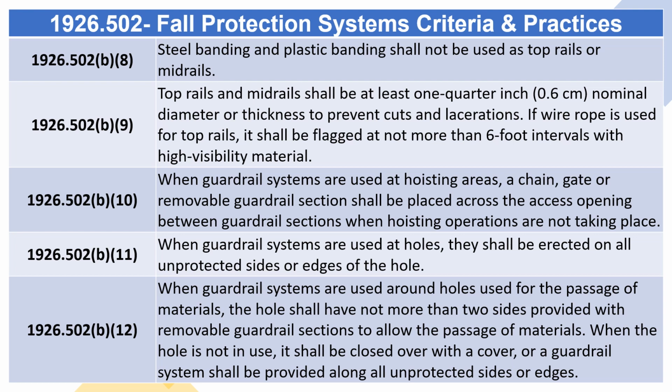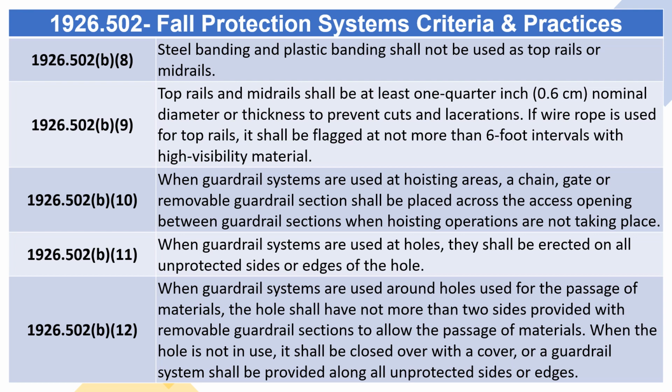1926.502(b)(8) Steel banding and plastic banding shall not be used as top rails or mid-rails. 1926.502(b)(9) Top rails and mid-rails shall be at least 1/4 inch (0.6 centimeters) nominal diameter or thickness to prevent cuts and lacerations. If wire rope is used for top rails, it shall be flagged at not more than 6-foot intervals with high visibility material.